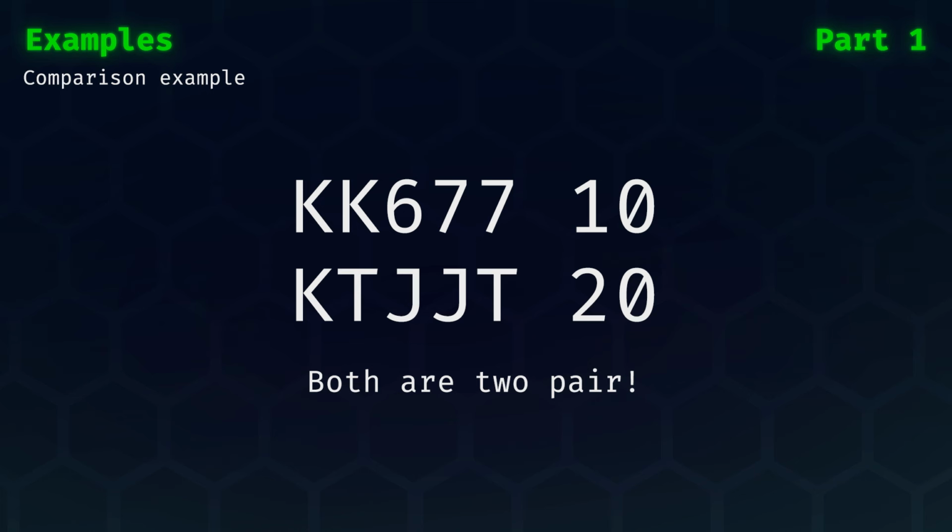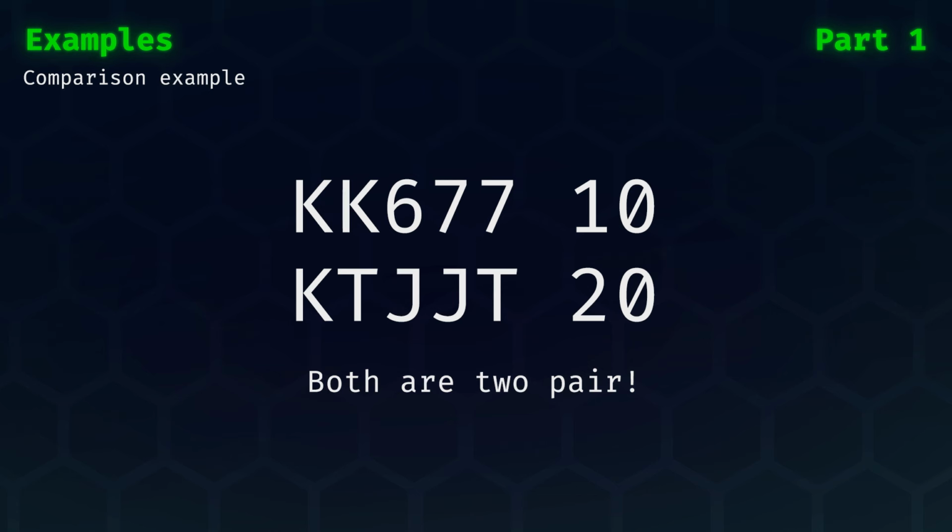Now let's do a comparison of 2 hands. Here we have an example where we have 2 kings, a 6, and 2 7s with a total bid of 10. This hand has 2 pairs as its type. The second hand is also 2 pair, where we have 2 10s and 2 jacks. The total bid is 20.